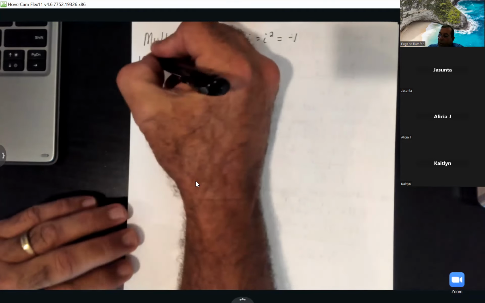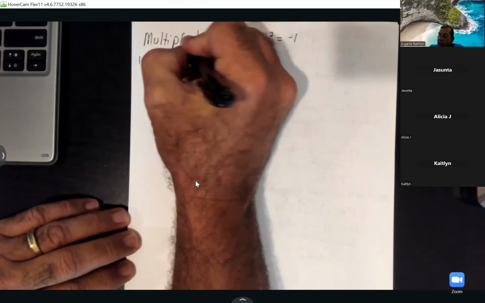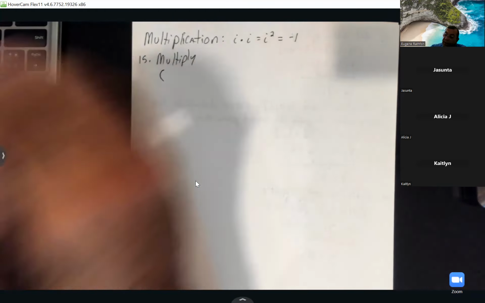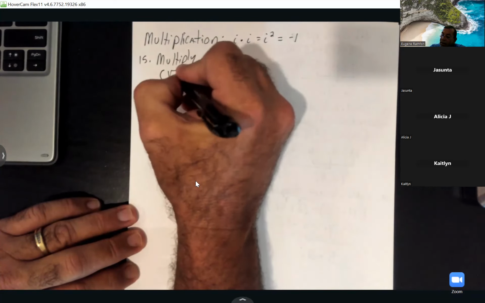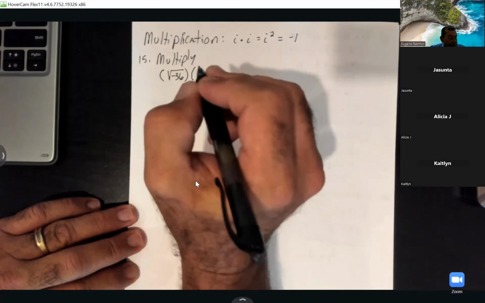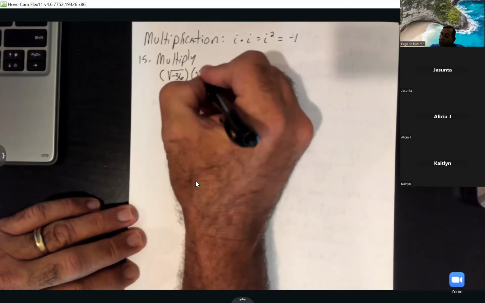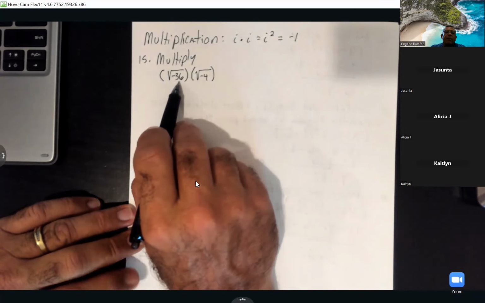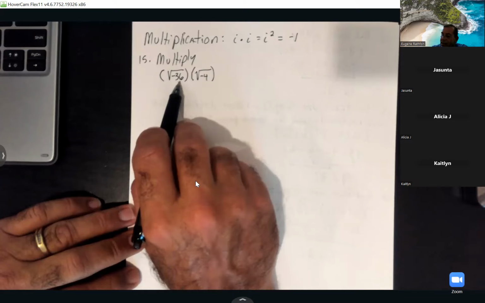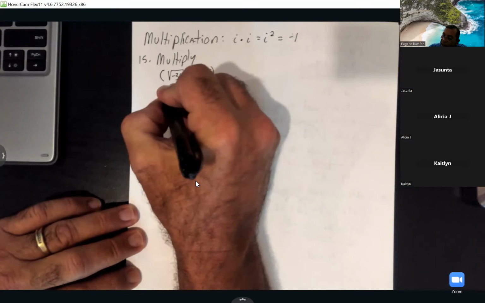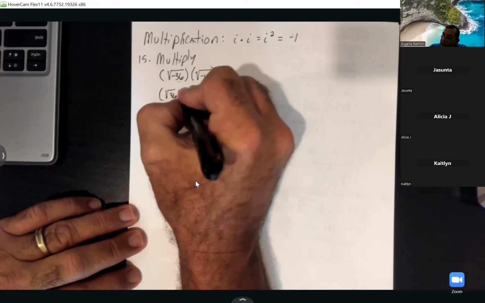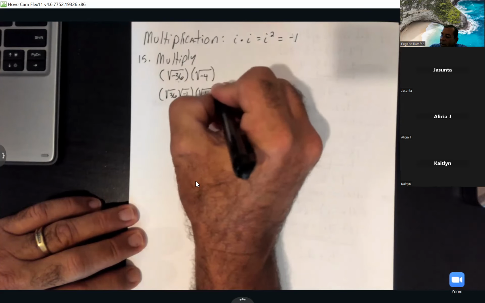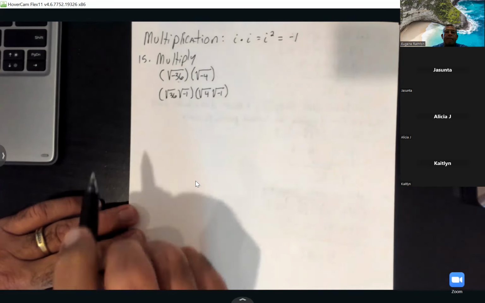And y'all, the rest of these are multiply, okay? So these all say multiply. Now, 15, they're giving it to me as radicals at first. I got a square root of -36 times a square root of a -4. So remember, if you simplify the square root of -36, you would have a 36 and a -1. And then the same thing with the -4, you'd have a 4 times that -1.